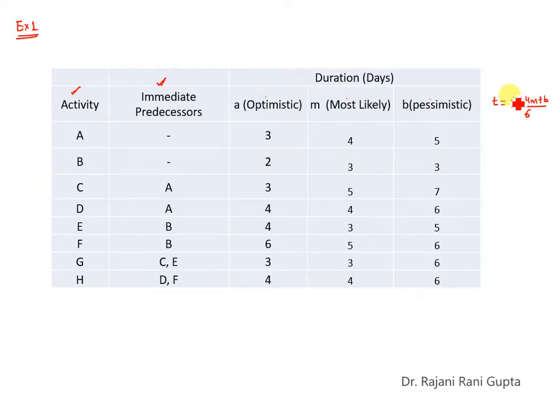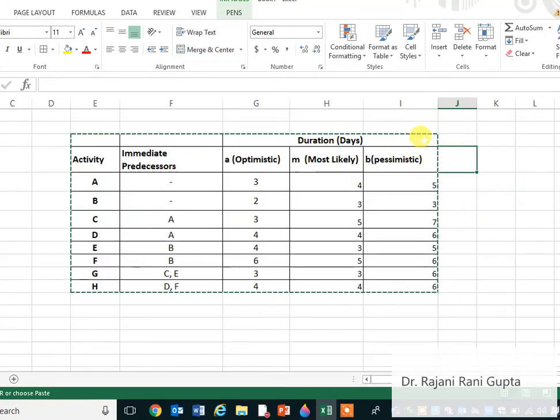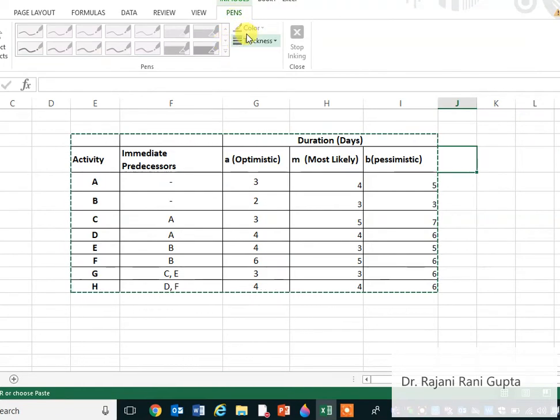So while using the calculators, be careful, don't forget to put the bracket. Otherwise, if you do it without the bracket, only B is divided by 6 and it will give you the wrong calculation. You can even make use of an Excel file for doing this calculation if you are working on an assignment. Okay, so I copied all the data here, and then here we will use T, which we define as A plus 4m plus B divided by 6.